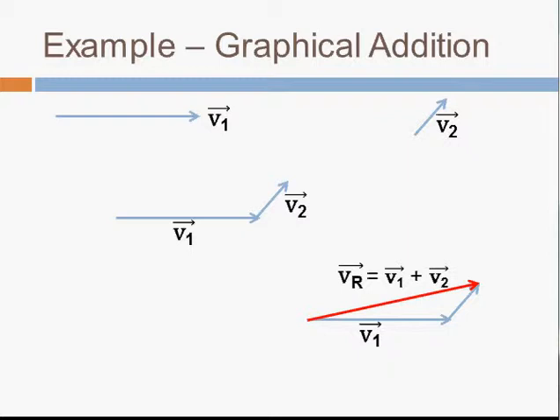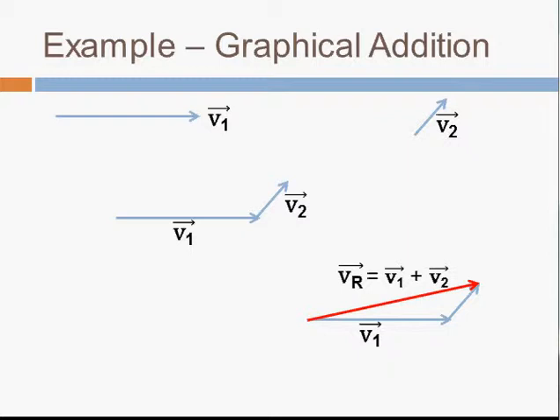Sometimes we can call it R. We can call it VT. You know, the name is whatever you want it to be, but that's the general process. You start with your first vector, add your second vector by just placing it at the end of the first one, and then draw your arrow.